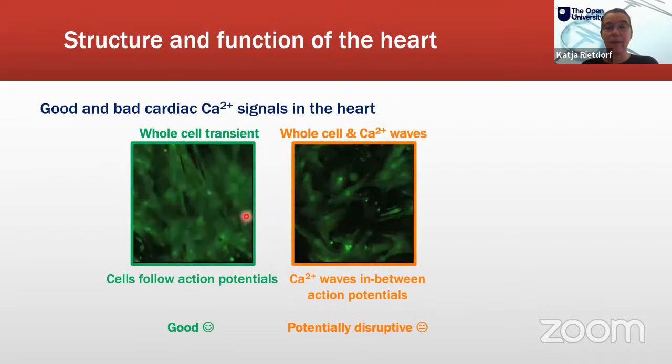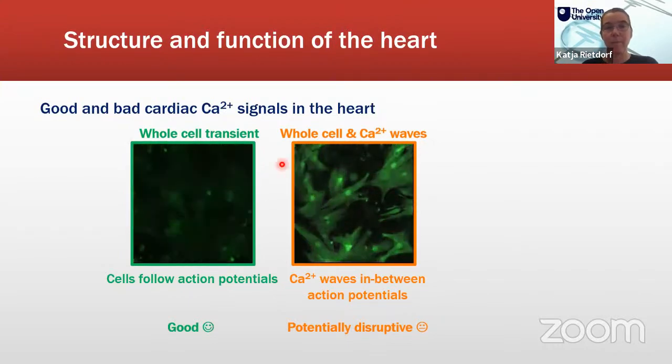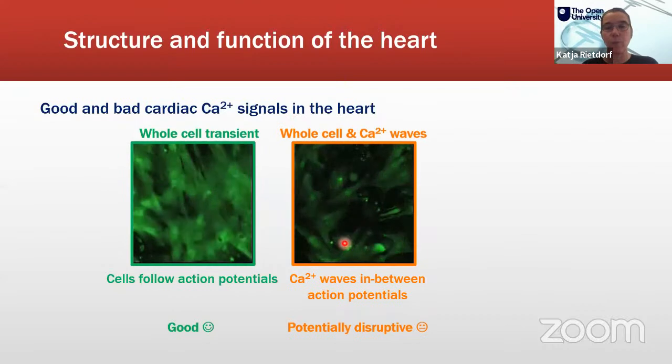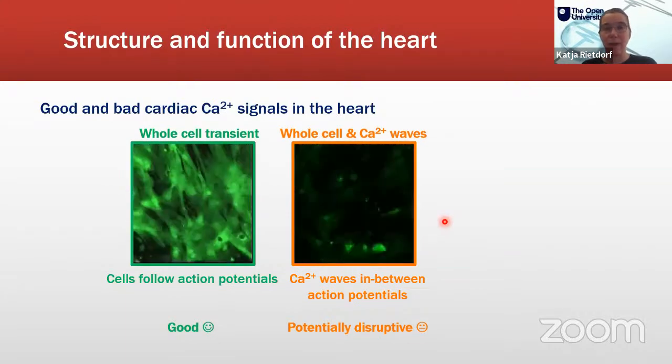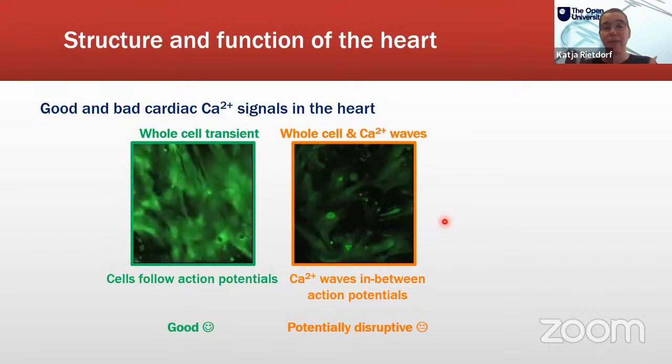Here you see an example where you do see whole cell increases at certain times when we give the electrical impulses, but in between you see calcium waves moving in the cells. So that has a potential for disrupting the responses of the heart. And it means that you might have disruptions of the rhythmical contraction of the heart.